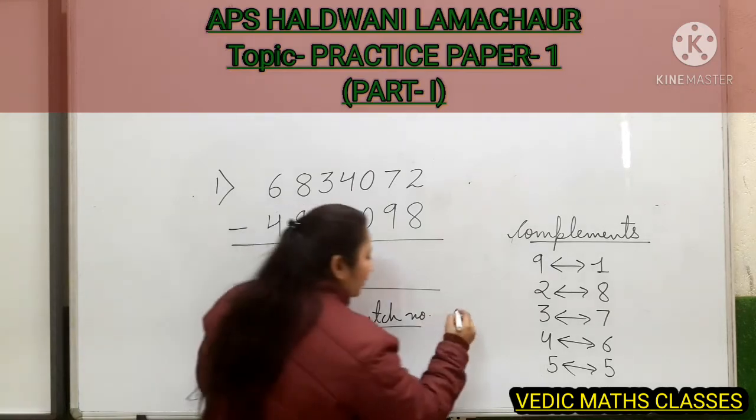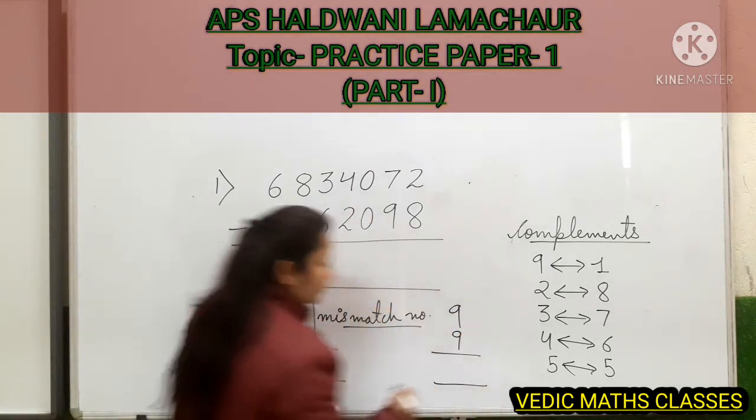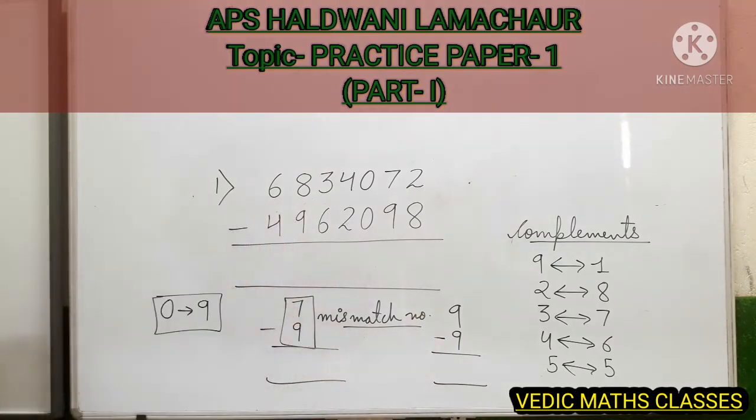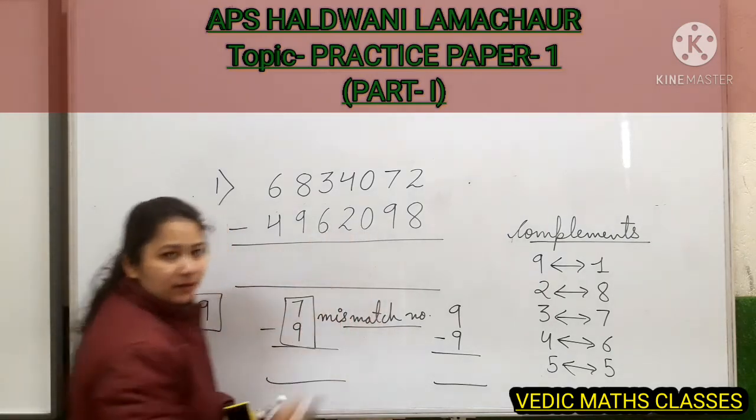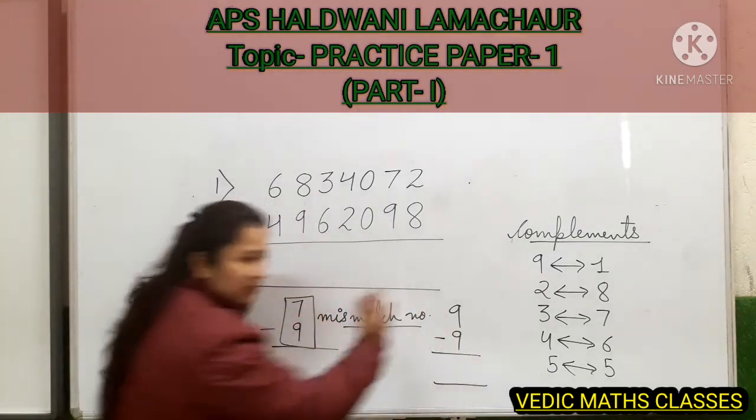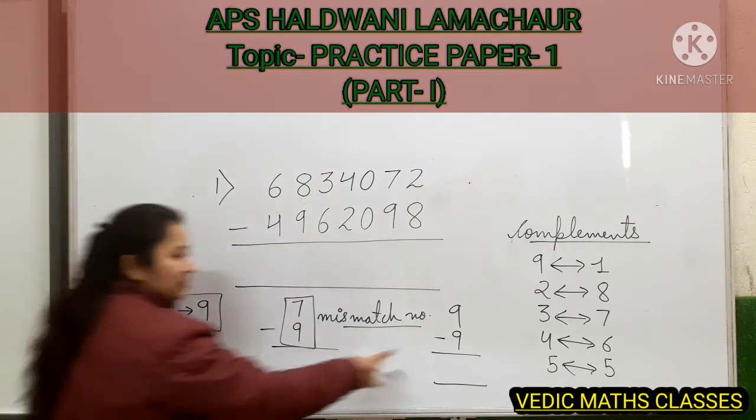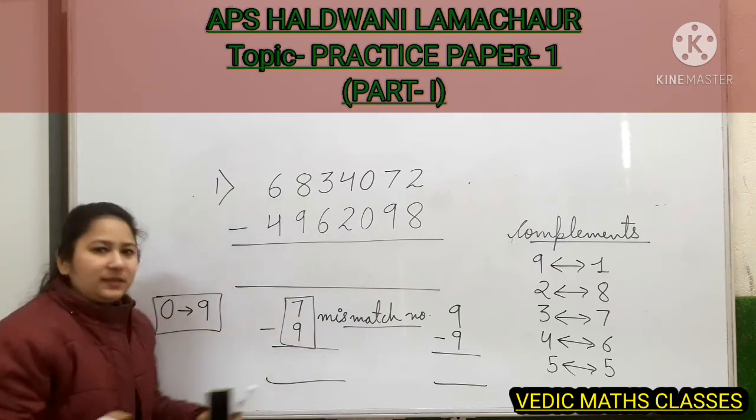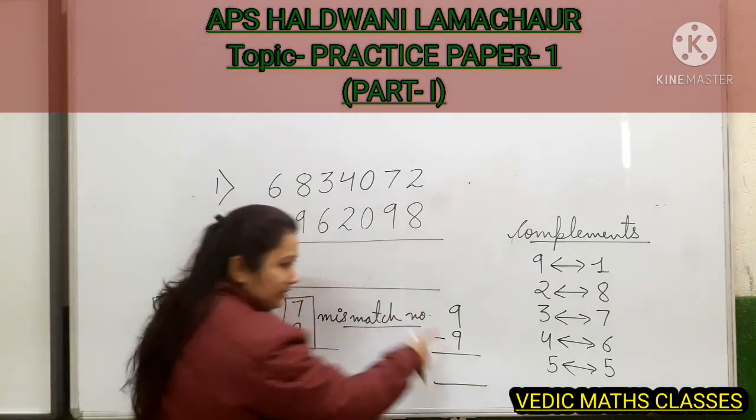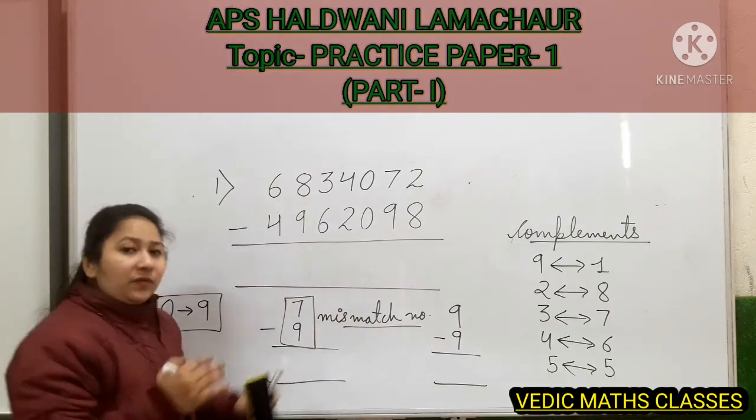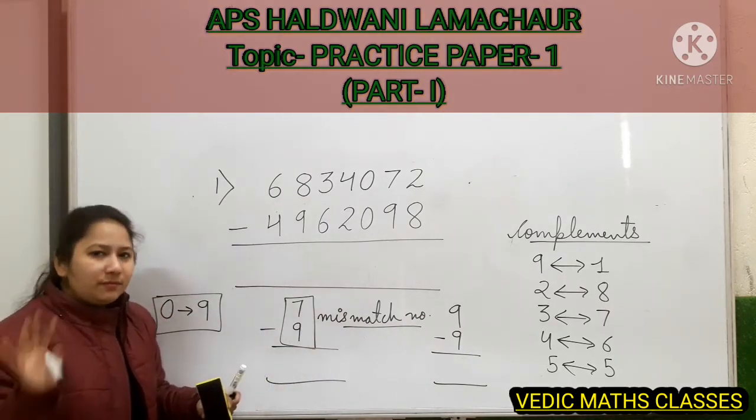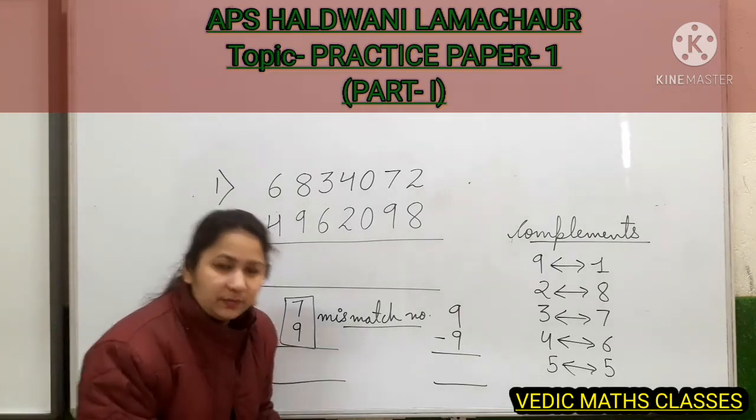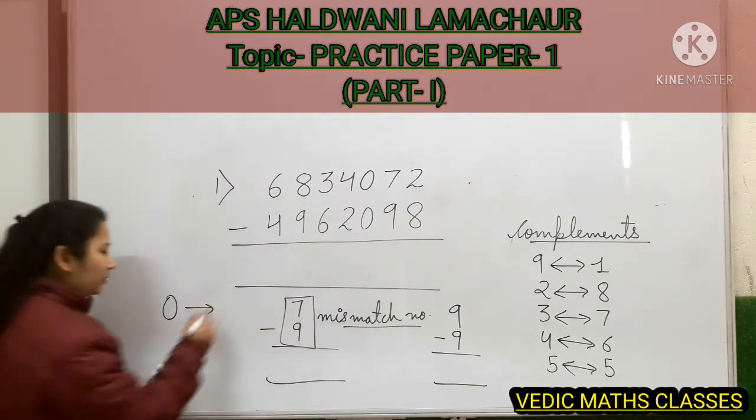Now one more thing is there. This is also a mismatch number: 9 minus 9 is also a mismatch number. See, these are the small things which we have to apply in our sums. 9 and 9 is also a mismatch number, because the digits are the same. You can get confused and think, ma'am, we can see it clearly, but can this be a mismatch number? Yes, this is a mismatch number. If we get the same digits up and down, they are mismatch. You will get 0 in the answer, and your next number is a mismatch number. So before 0, you have to write one number, so it will be 9.